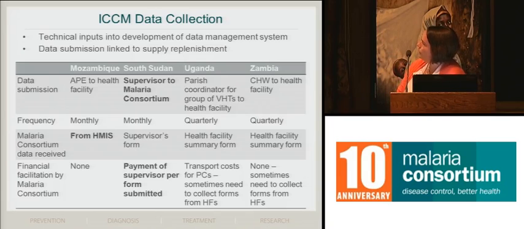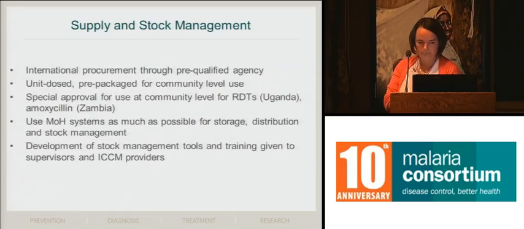It varies in frequency. Uganda and Zambia is mainly quarterly based, and in South Sudan, Uganda and Zambia, we were getting summary forms directly, but in Mozambique, we get that from the HMIS system, so it's all gathered through the MOH system, and we pick it up from the HMIS. And we facilitate a little bit for the parish coordinators, for example, in Uganda, their transport costs, and Mozambique we do not, and I already mentioned about paying in South Sudan.